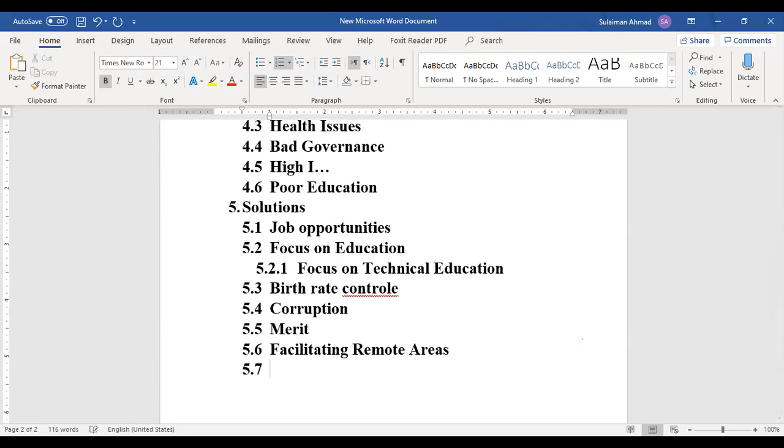Clear? Then moving to the last point, which is the concluding paragraph, or you may simply say conclusion. So what we will write in the conclusion, multiple points can be there. Unemployment in Pakistan. Impacts, very briefly.